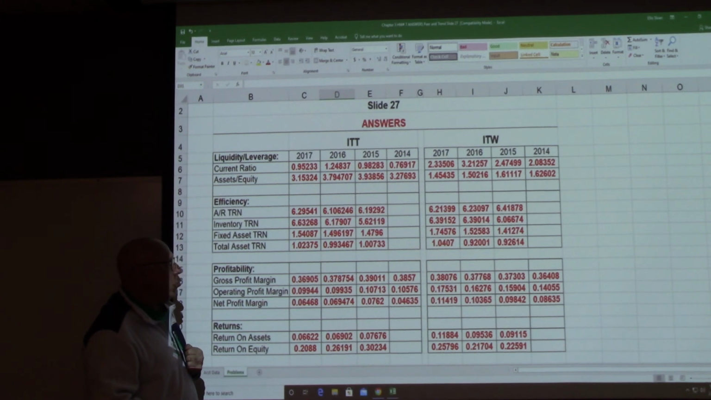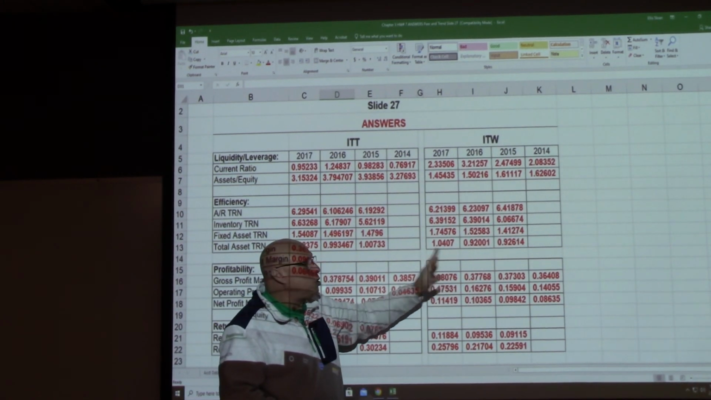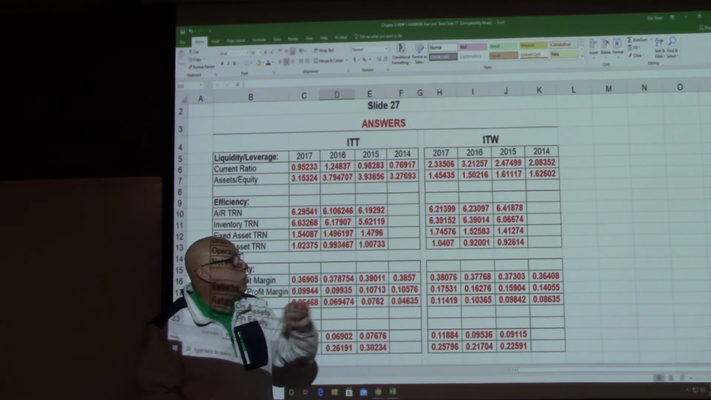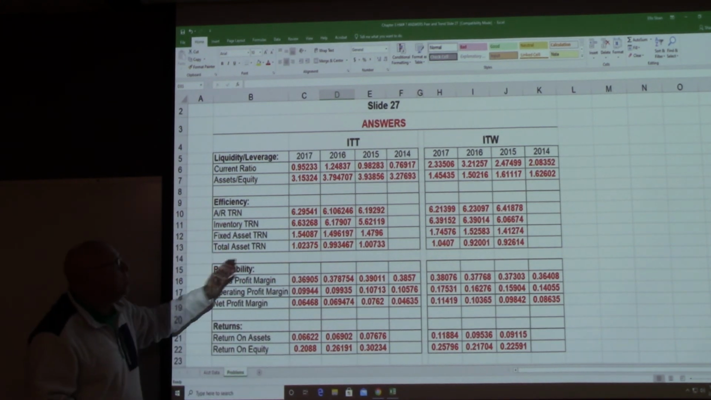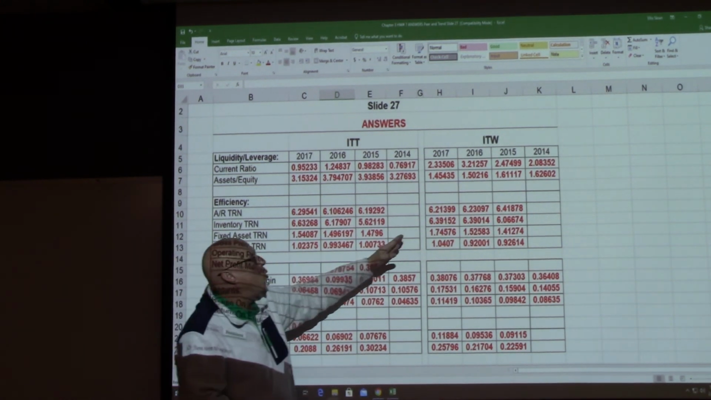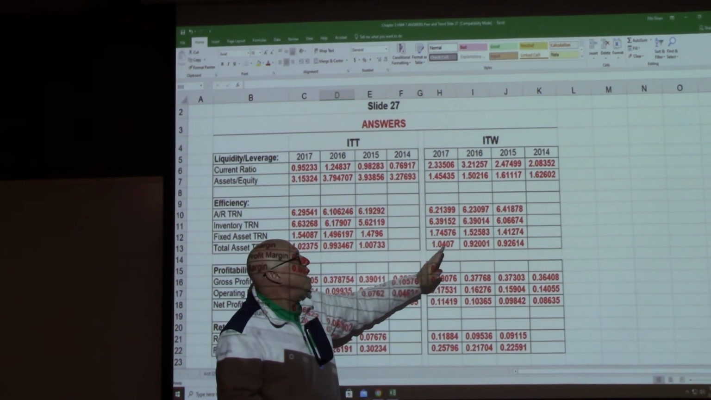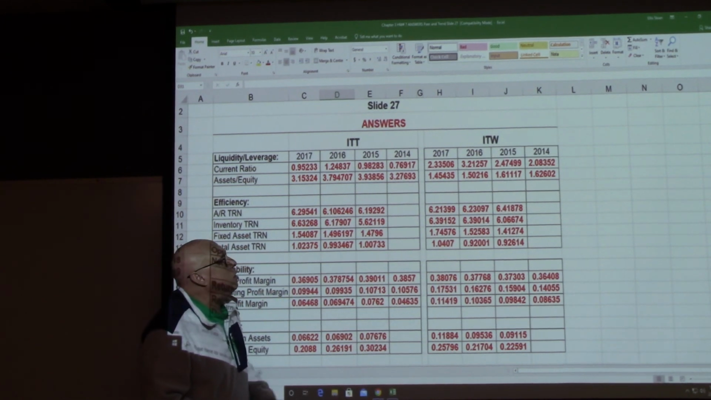All things being equal, ITW is doing a much better job of managing SG&A and managing depreciation expenses and turning over their fixed assets than ITT, and they're maintaining lower leverage, which gives them more flexibility, lower fixed costs, and gives them opportunity to borrow more money. How about this?